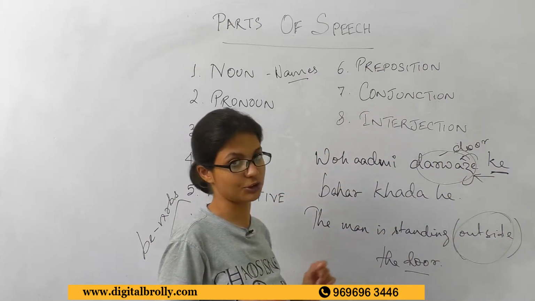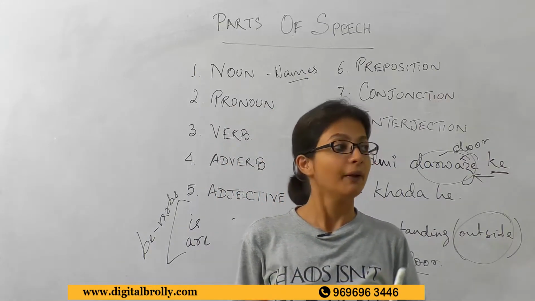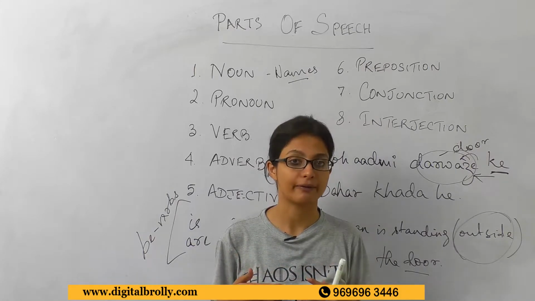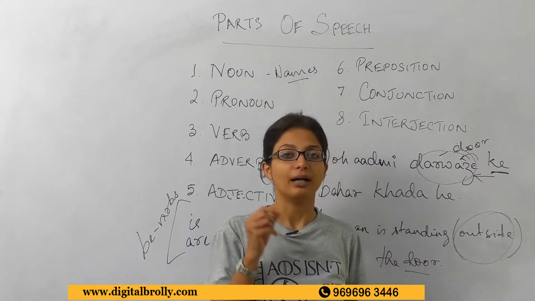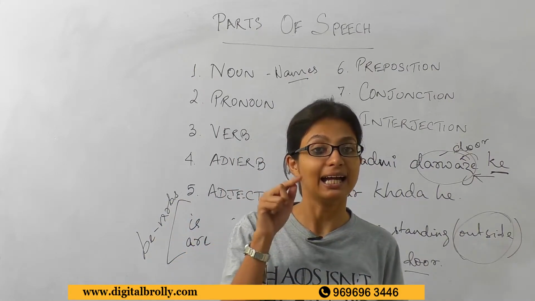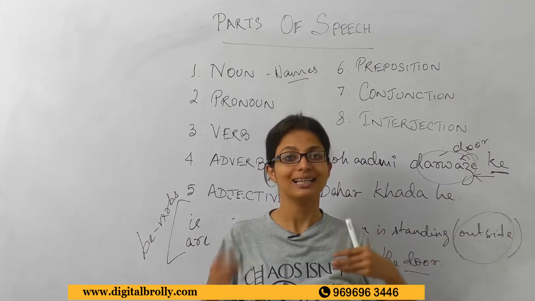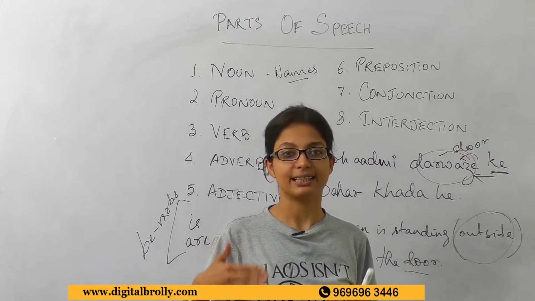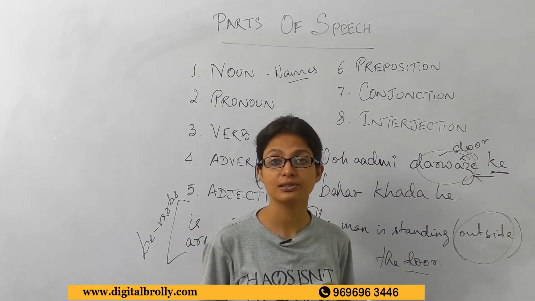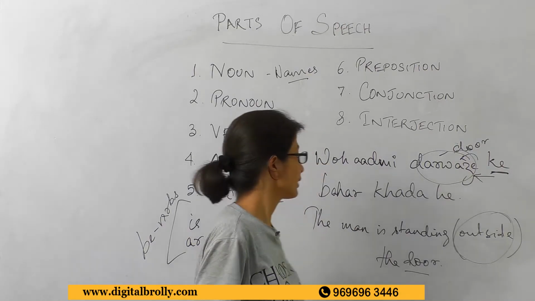Now coming to conjunction. Conjunctions are basically joiners. A conjunction is a word that attaches two sentences together. For example, I will go home and I will eat an ice cream. There, and is the conjunction joining sentence 1, I will go home, and sentence 2, I will eat an ice cream. There are other types of conjunctions, for example, because, therefore, nevertheless, but, etc.